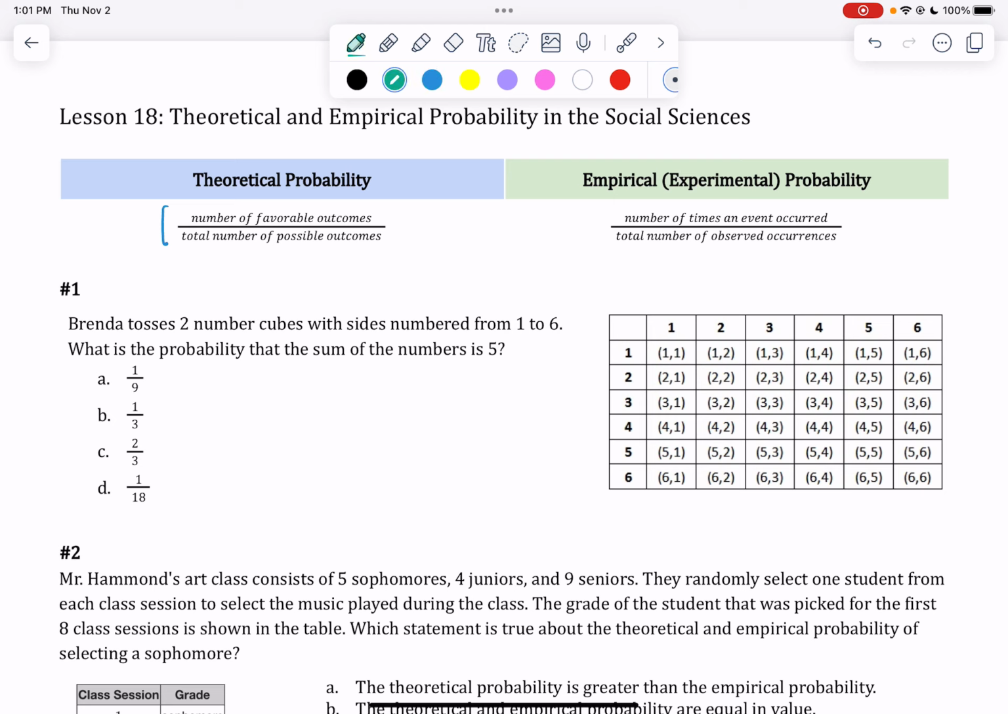And then for experimental or empirical probability, the formula is on the right. It's the number of times the event occurred over the total number of observed occurrences. So back to the coin example, if I flip the coin 100 times, that would go in the denominator. That would be my total number of observed occurrences. And then if I'm trying to find the experimental probability of landing heads, I would put how many times they actually got heads in the numerator.